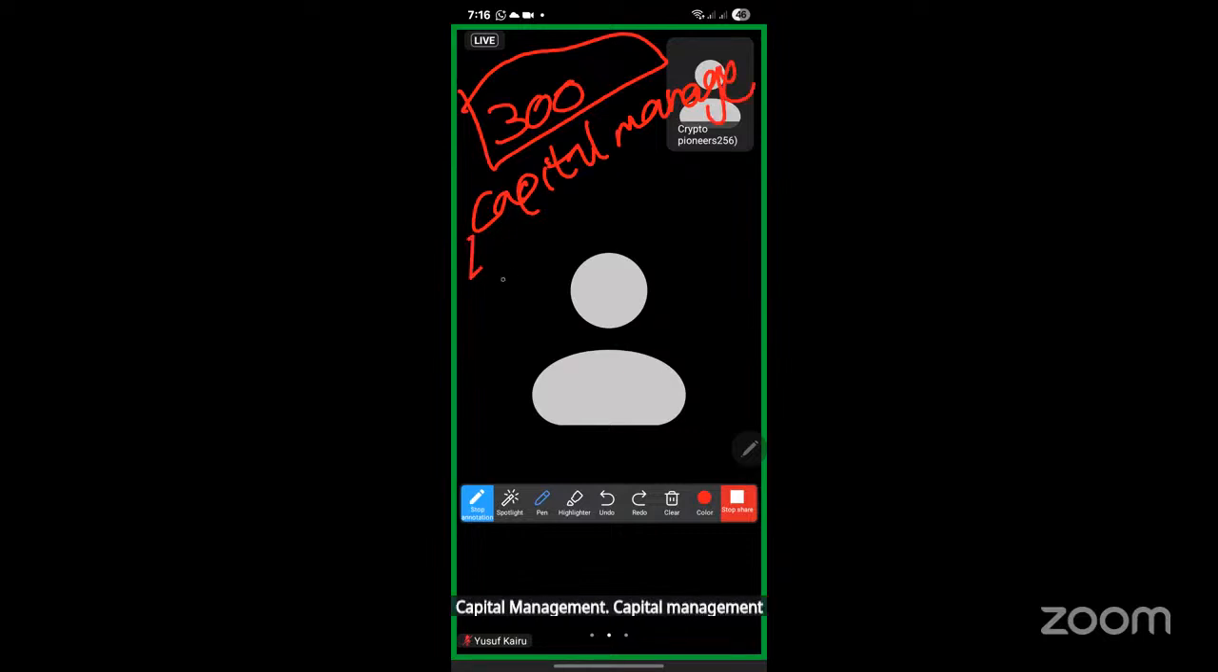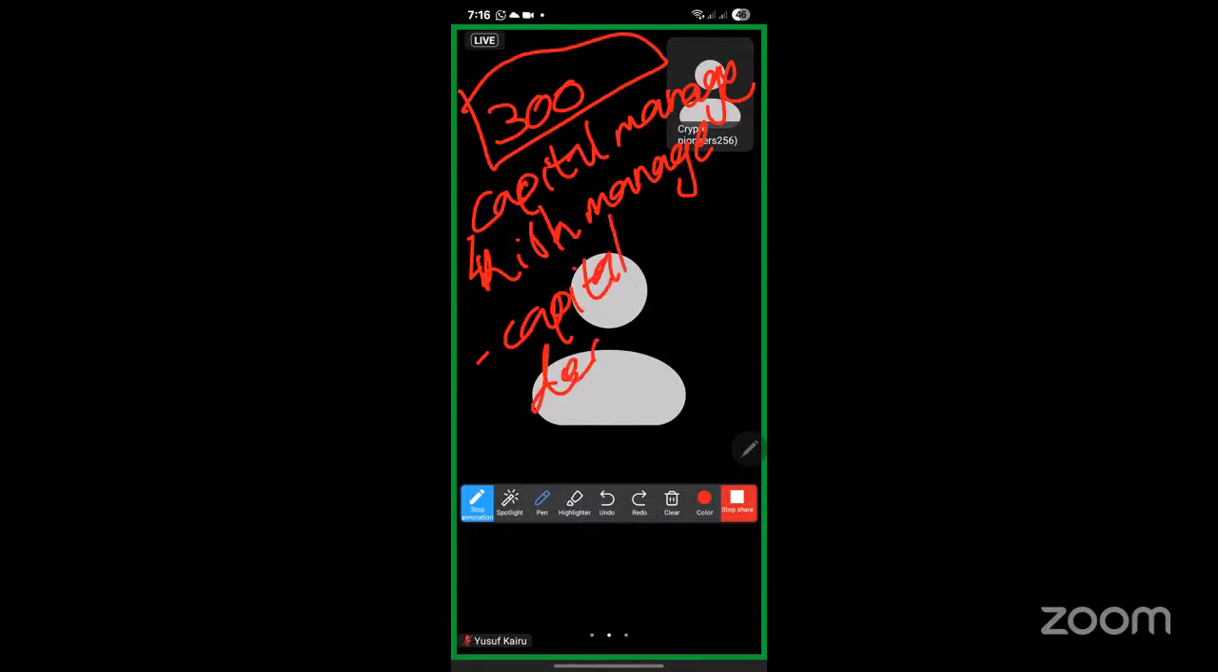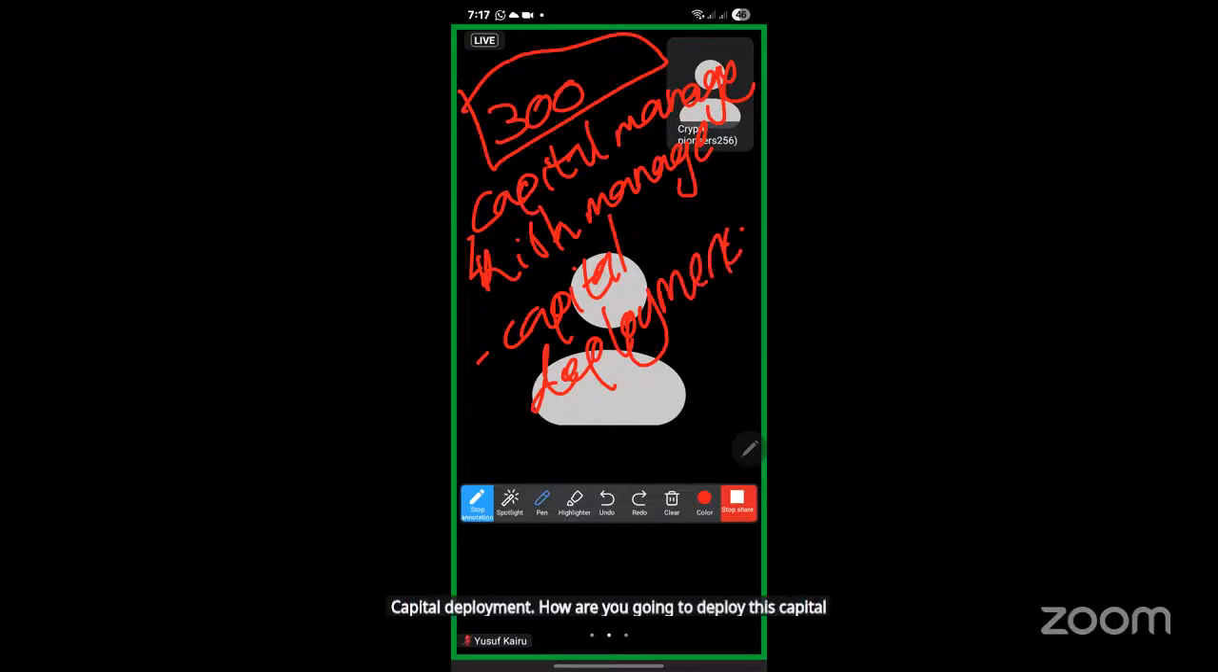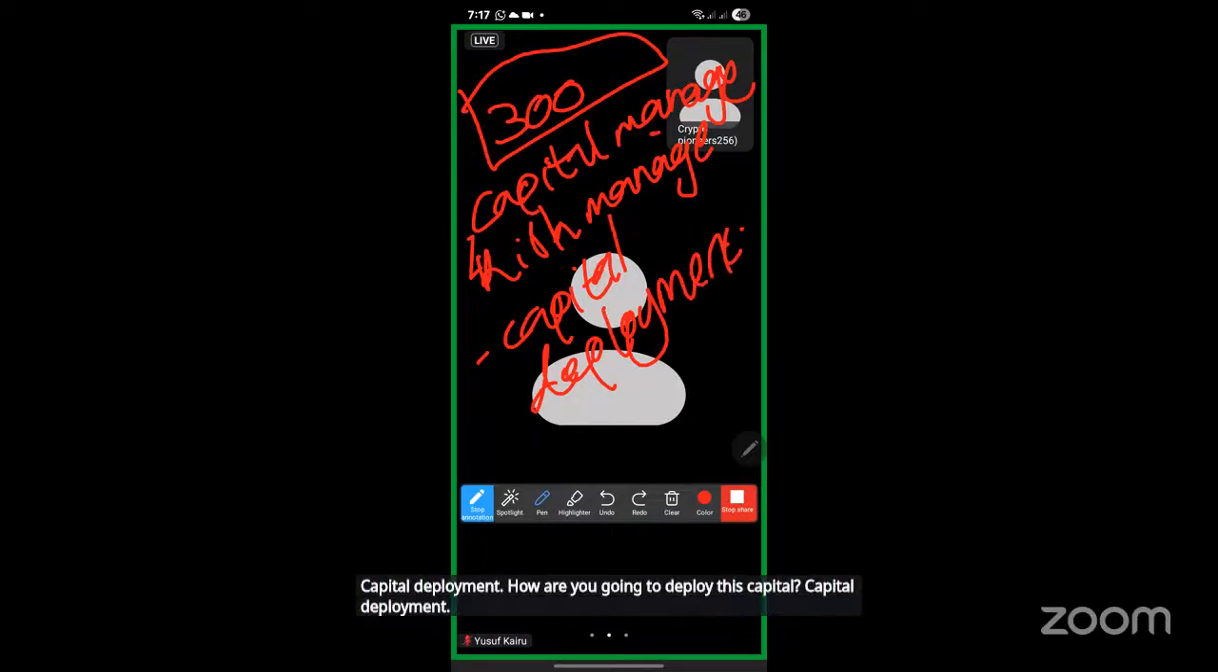I have risk management. I have capital deployment. How are you going to deploy this capital? Capital deployment. Number one, I have capital management.